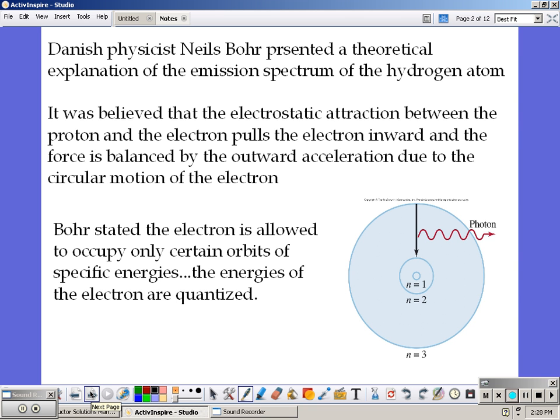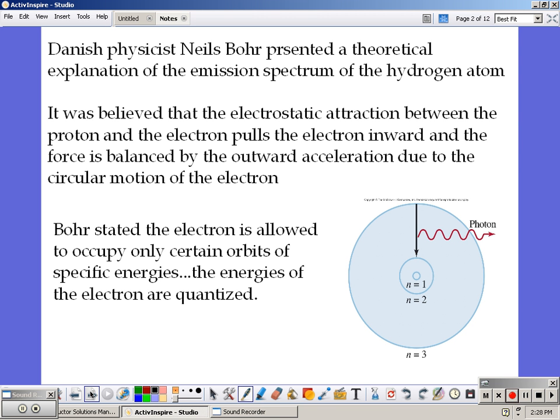So we have a Danish physicist, Niels Bohr, who presented a theoretical explanation of the emission spectrum of the hydrogen atom. It was believed that the electrostatic attraction between the positive proton and the negative electron would pull the electron inwards, so what is holding the electron out? Well, it would be the outward acceleration due to circular motion. In other words, they believed that the electrons circled the nucleus in rings, kind of like our planet circles the sun in the solar system.